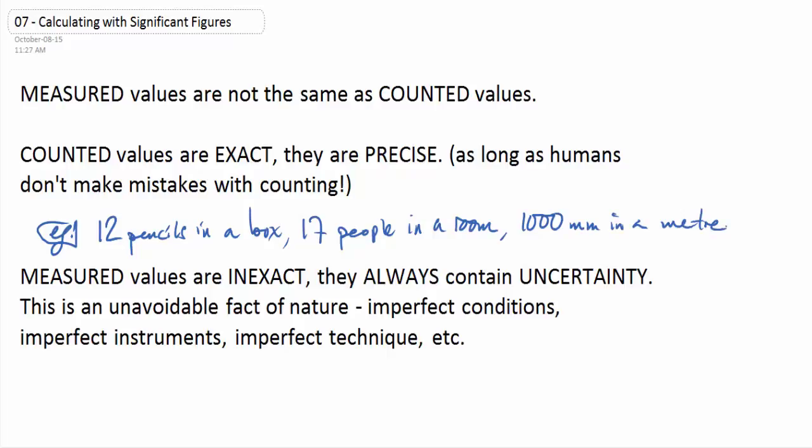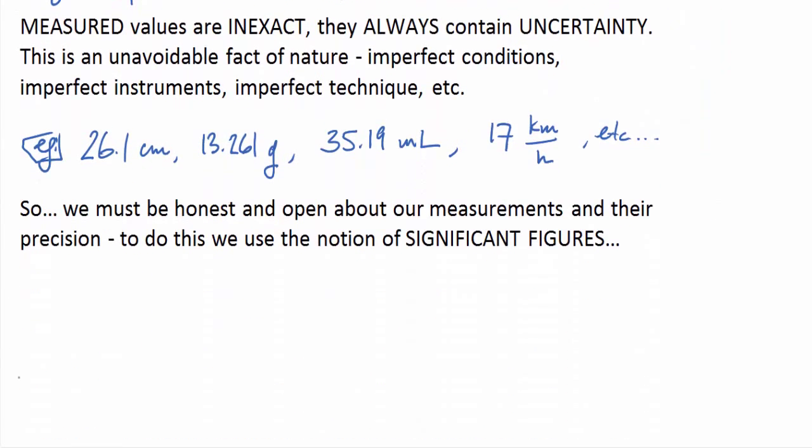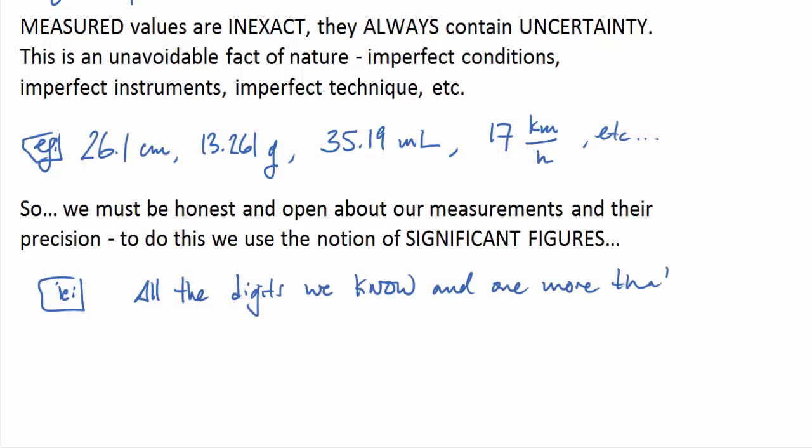Measured values, though, are inexact. They contain uncertainty, imperfect conditions, instruments, technique, etc. Have a look at 26.1 centimeters or 13.261 grams, 35.19 milliliters, 17 kilometers per hour, etc. These measured values all contain some uncertainty. So let's be honest and open about our measurements and their precision, and use the idea of significant figures. Those are all the digits we know and one more that we estimate.